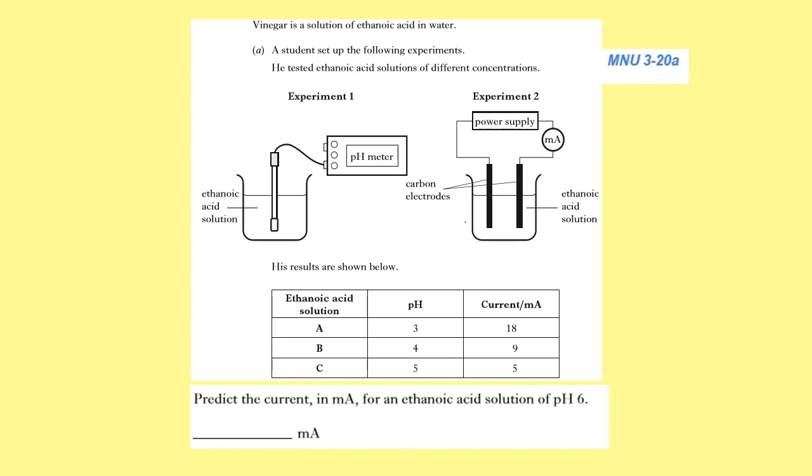So using that information in the table, predict. So the answer, it has to be less than 5 but greater than 0. It looks as if each time the pH goes up by 1, the current seems to drop by about half. So probably 2 or 3 is your best answer, but if you'd said anything less than 5 but greater than 0, you would have got the mark for that.